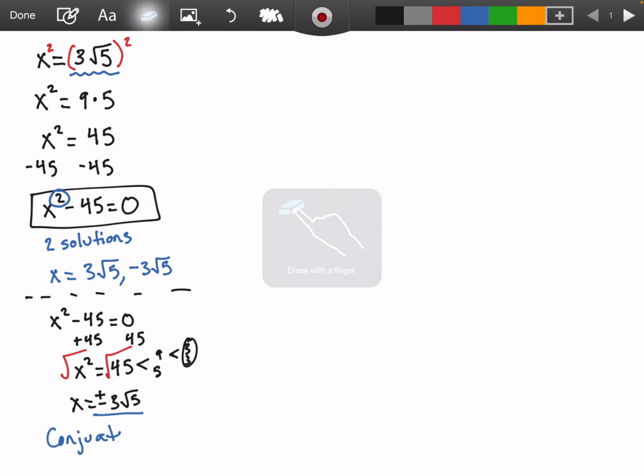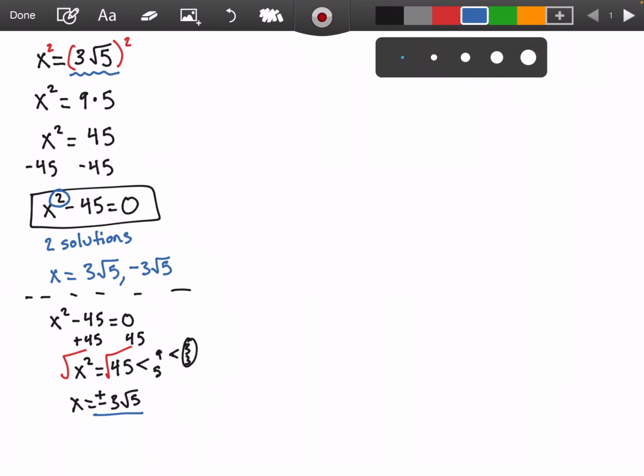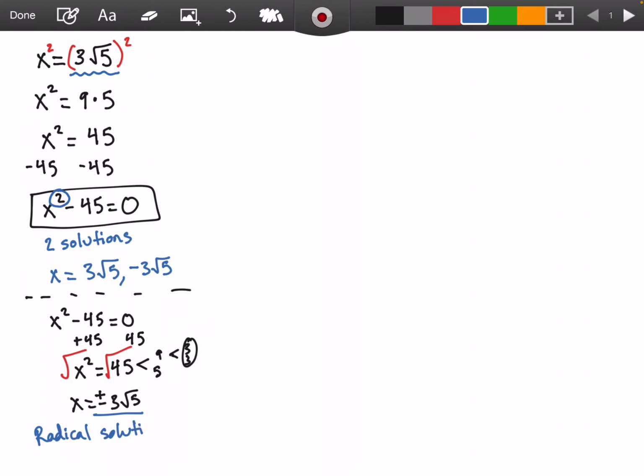If I could spell. So radical solutions come in conjugate pairs.